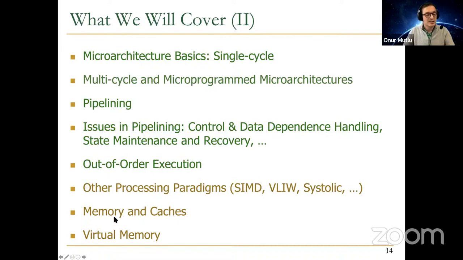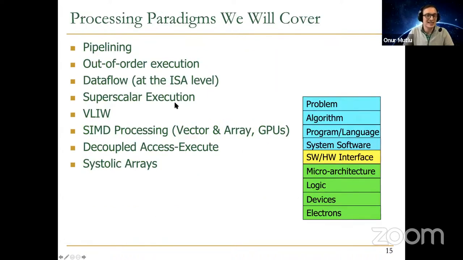And then we're going to specifically focus on memory in the last few lectures, talk about memory and caches, virtual memory. Even though they're going to be in all of our designs, we're not going to go into a whole lot of depth in them, unfortunately, because we just don't have time. Okay, so these are some of the processing paradigms we will cover just to hopefully get you excited. These are implemented in a subset of the high-end microprocessors that are out there. Certainly pipelining, out-of-order execution, some sort of data flow at the lower level, superscalar execution, VLIW. And as I said, GPUs implement SIMD processing and systolic arrays are implemented in machine learning accelerators.